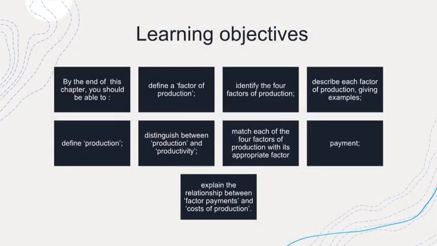By the end of this chapter you should be able to define a factor of production, identify the 4 factors of production, describe each factor of production, giving examples, define production, distinguish between production and productivity, match each of the 4 factors of production with its appropriate factor payment, and explain the relationship between factor payments and costs of production.